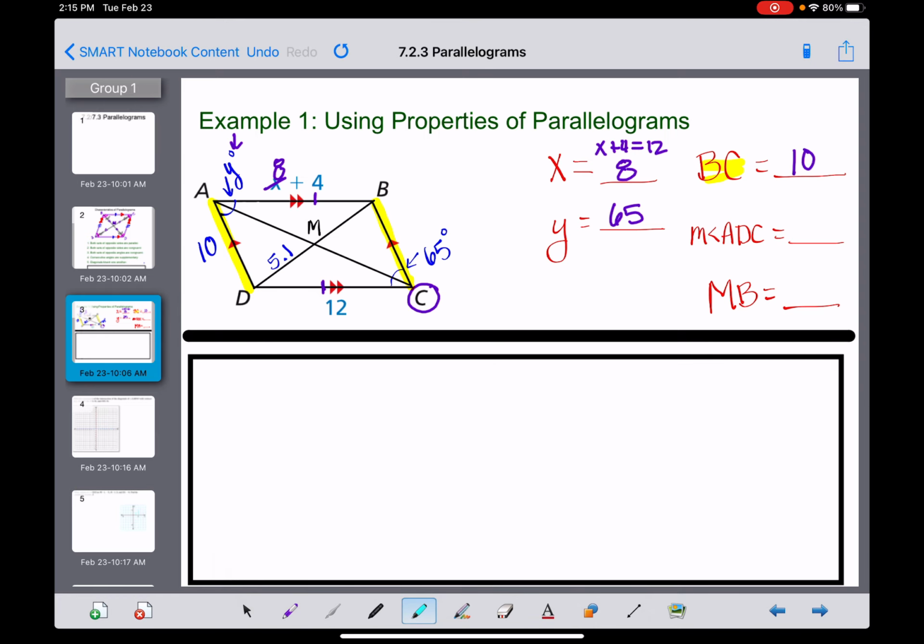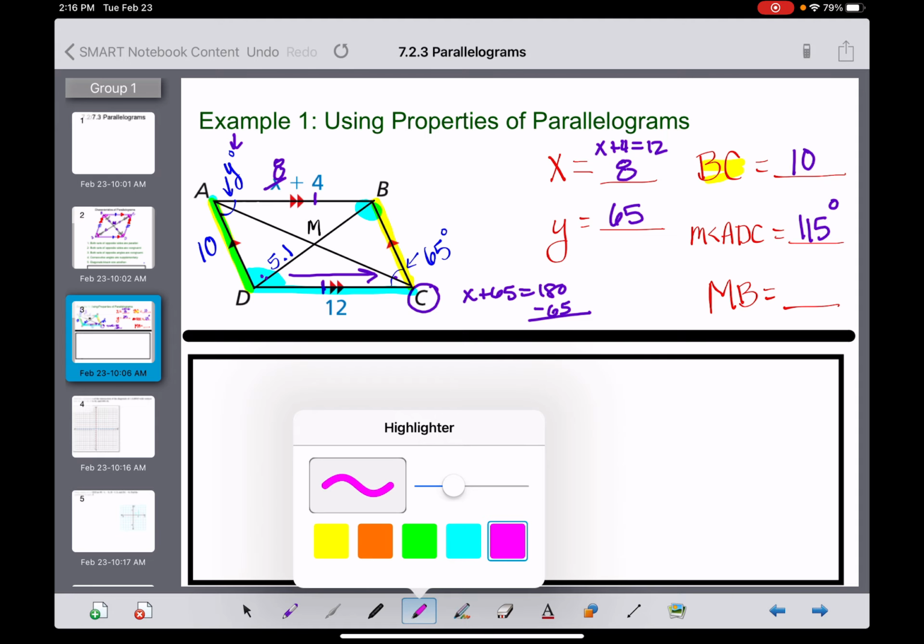Find the measure of angle ADC. So we go from A to D to C. We're looking at this angle right here. They don't give us any information with the opposite angle, so we need to use the fact that its consecutive angle is supplementary. I can either set up an equation, x plus 65 is equal to 180, or you can just say, I know these two need to equal 180, so 180 minus 65 will give me an answer of 115 degrees.